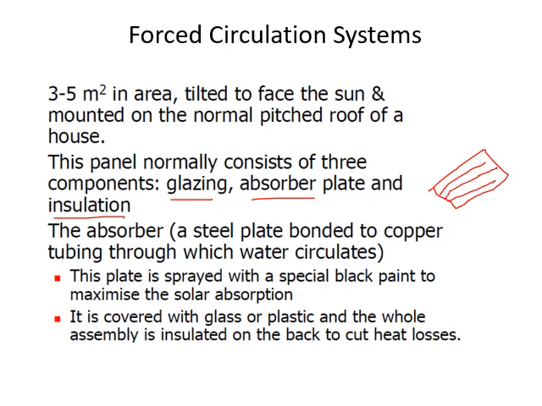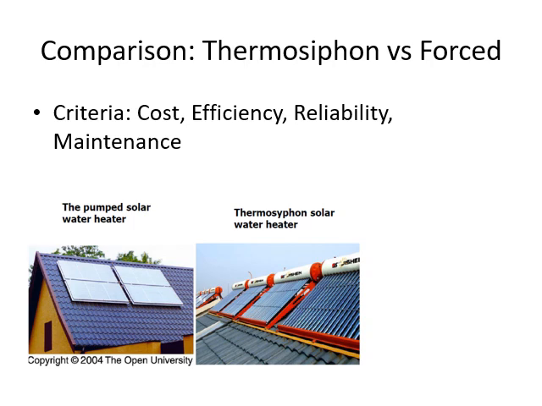It's an assembly. This plate is sprayed with a special black paint to maximize the solar absorption, and it is covered with glass or plastic, and the whole assembly is insulated on the back to cut the heat loss. So if you compare the thermosiphon and the forced circulation system, by looking at them you can already determine which one is the thermosiphon and which one is the pumped solar water heater. So the thermosiphon will have the tank, this round-shaped tank, at the top.